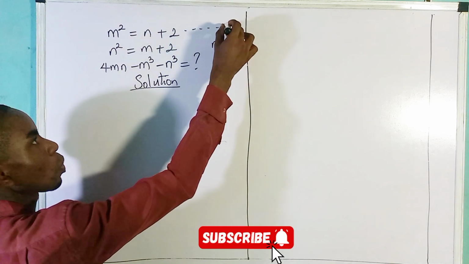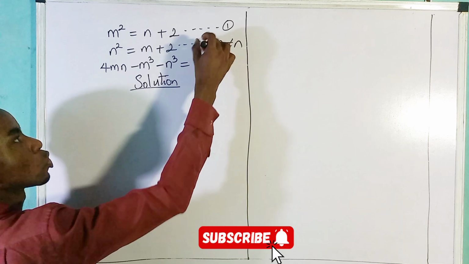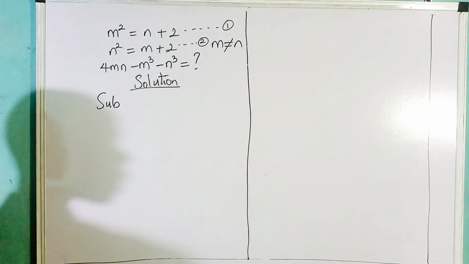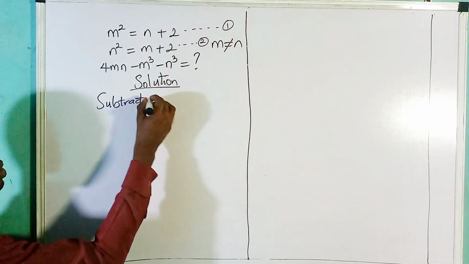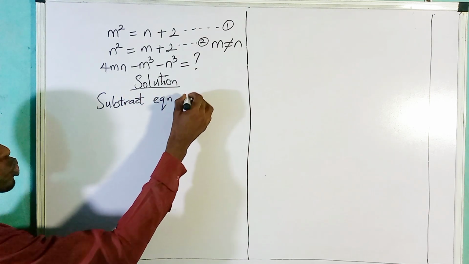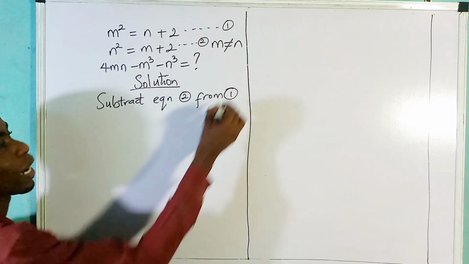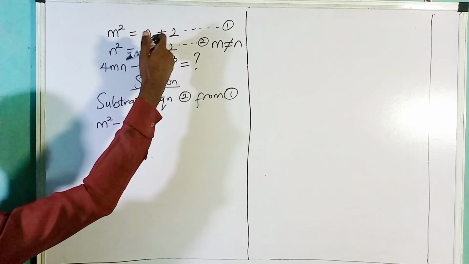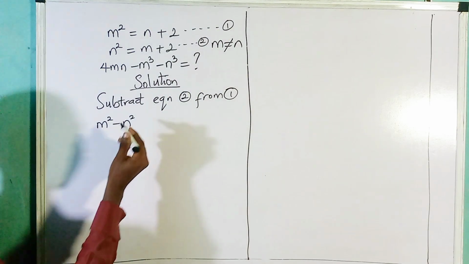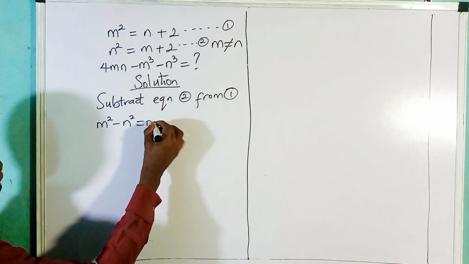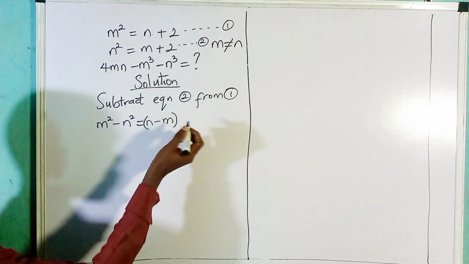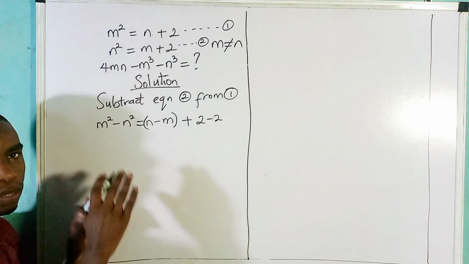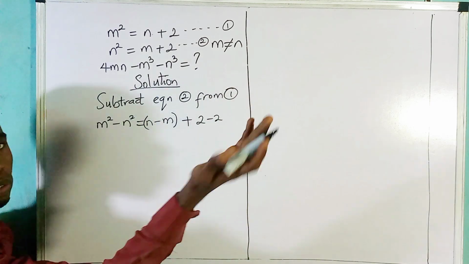I'm going to call this equation 1 and this equation 2. First of all, subtract equation 2 from equation 1. So we'll have m squared minus n squared equals n minus m, plus 2 minus 2. I just try to arrange it, it's easy this way. Now 2 minus 2 is gone, which is 0.